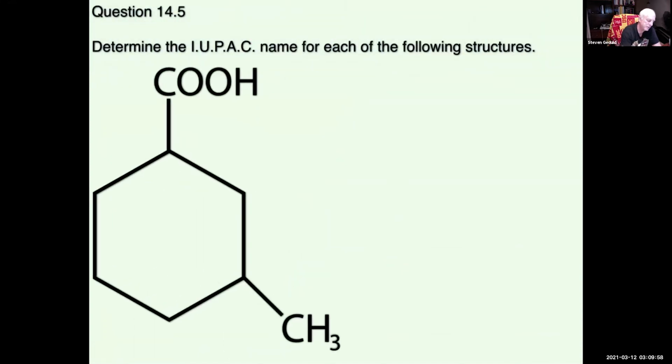Determine the IUPAC name for each of the following structures. So we have our cyclical compound again, and an attachment off of it. So this is a carboxylic acid. Remember, carboxylic acid is abbreviated COOH because this is COOH. So a ring structure, there's 6 carbons around the ring. So it is a cyclohexane.